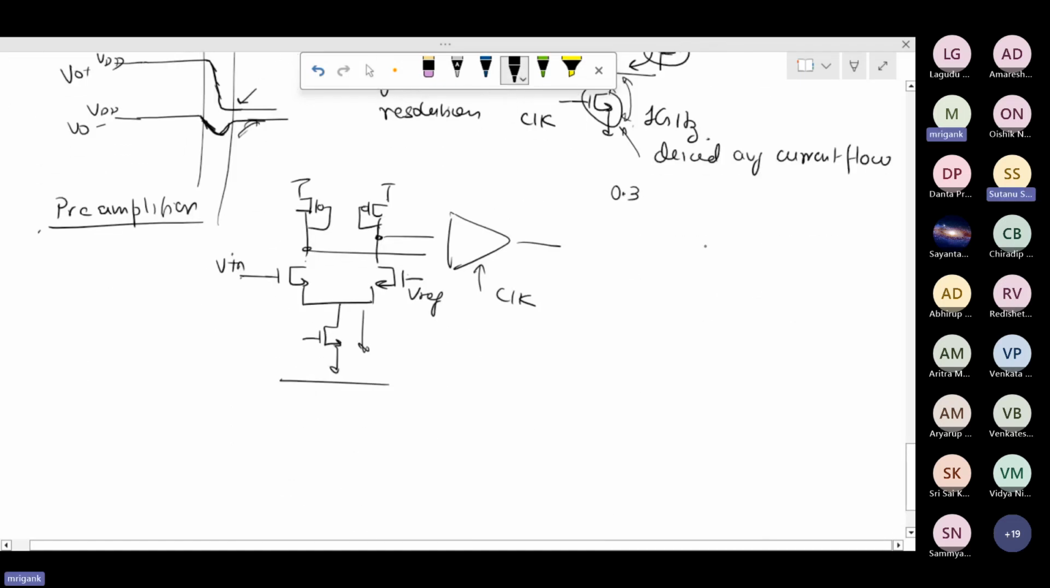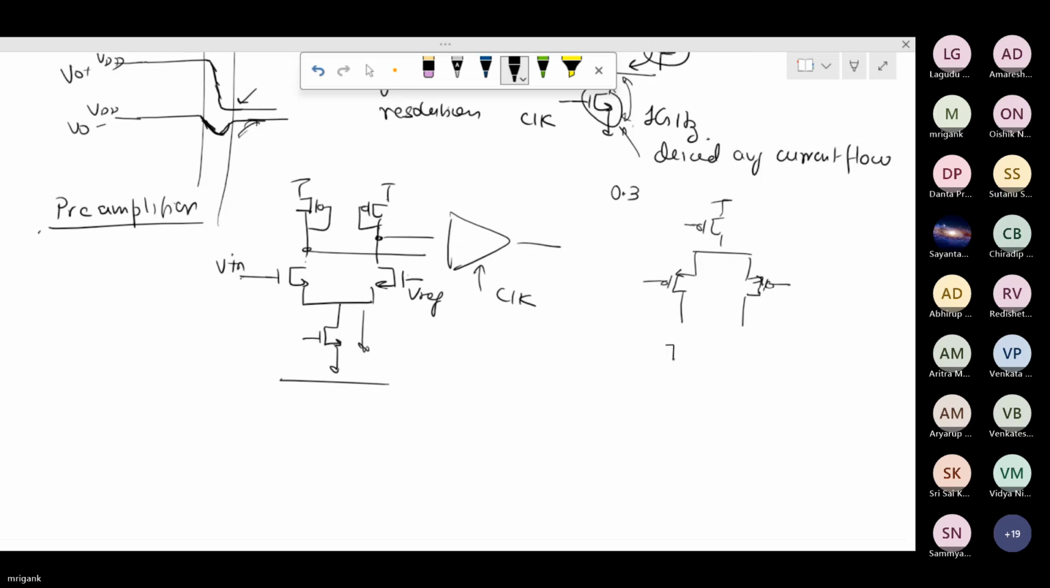There can be an alternate version of this where the PMOS device will come at the top, and then you have two PMOS devices at the input. This is a PMOS input device comparator, and you are going to have an NMOS input device comparator over here.